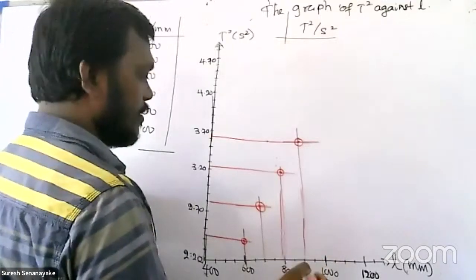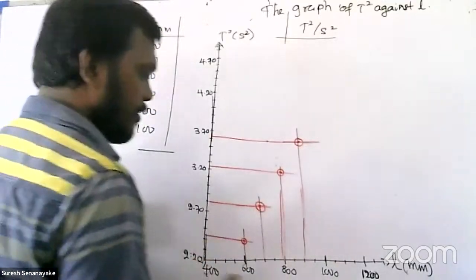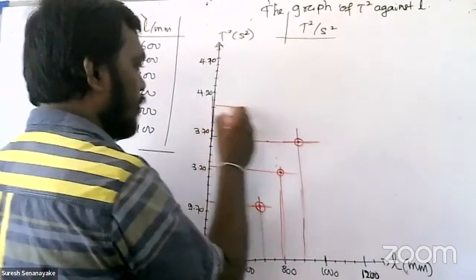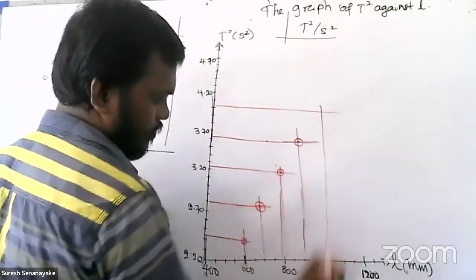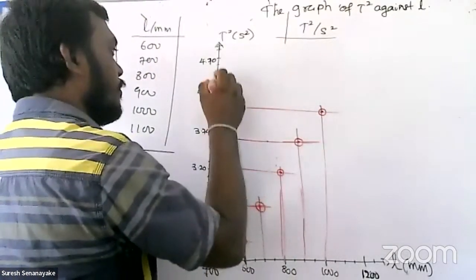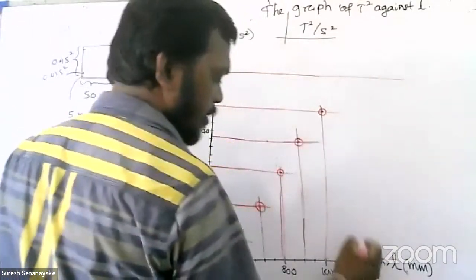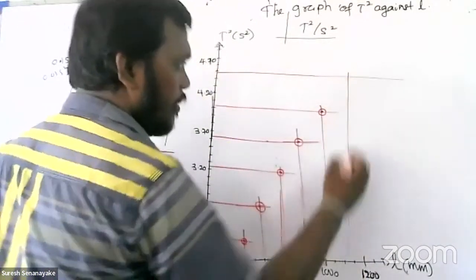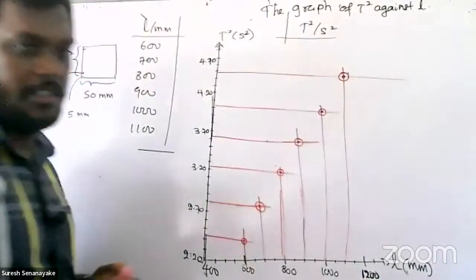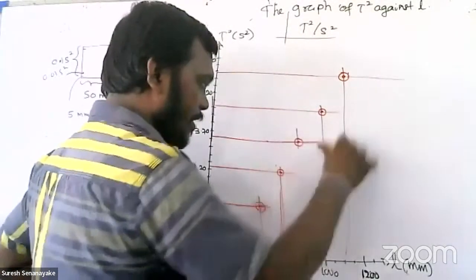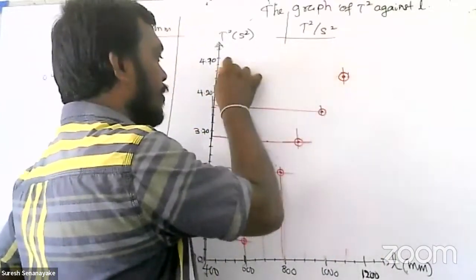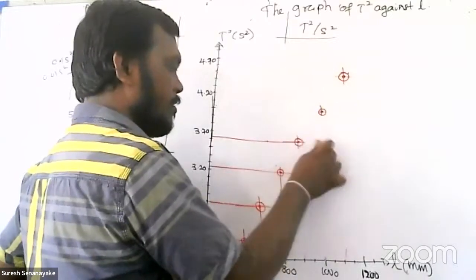Then at 1000 it's 4.04, I think. And then 4.49, 2 3 4 5, somewhere here, then 1100. These are the data points I've drawn the lines for, this part here. So this is how your graph sheet should look, however you mark it.